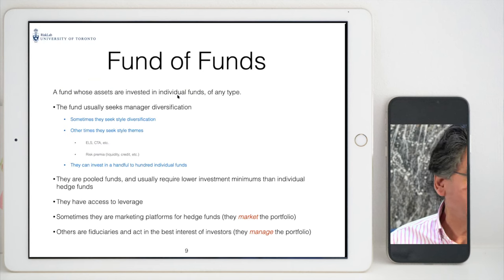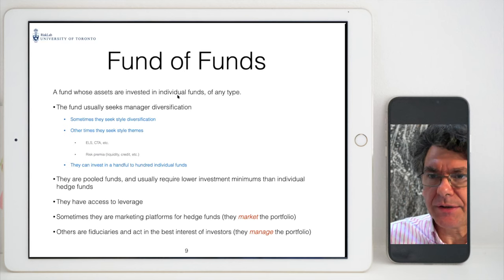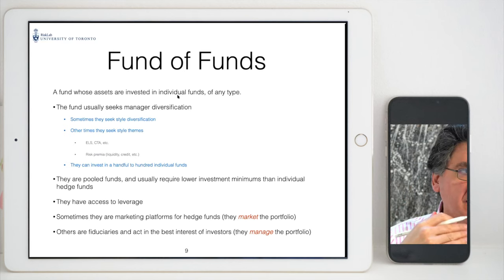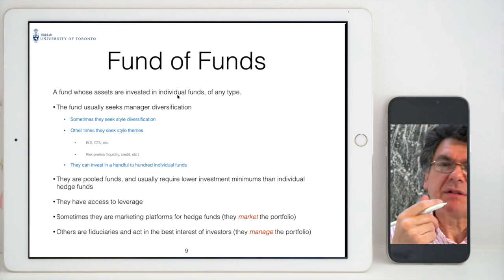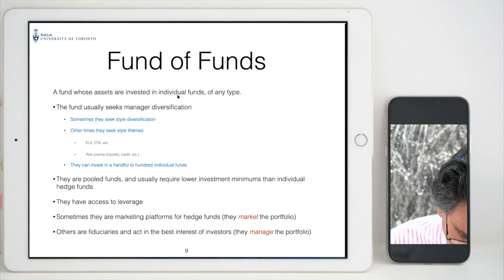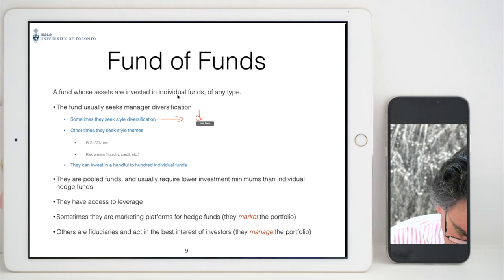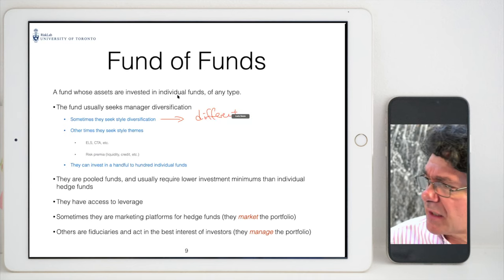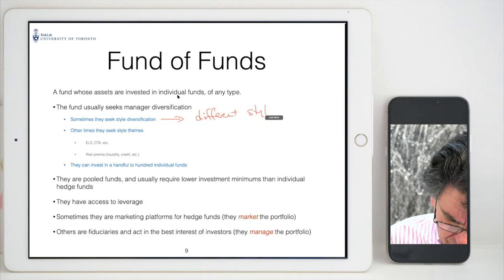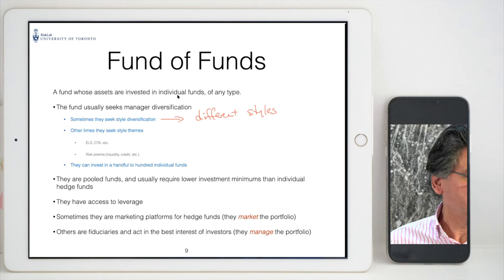Now, why do you invest in other funds? There are different strategies, there are different styles. Just like when we saw trading styles, we had convertible arbitrage, equity, distressed securities, global macro. Fund of funds also have strategies, and the strategy defines in which kind of funds they invest, okay? So sometimes, for example, they invest in diversified styles. A fund of funds will invest in different styles, okay? They achieve investment diversification. They invest in different styles.